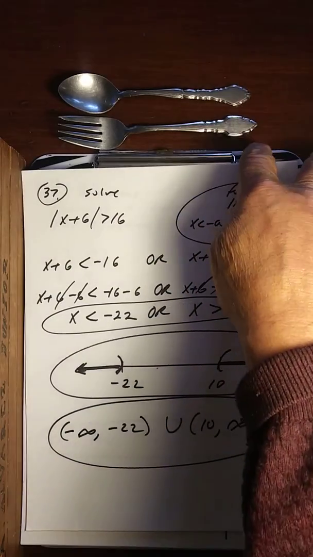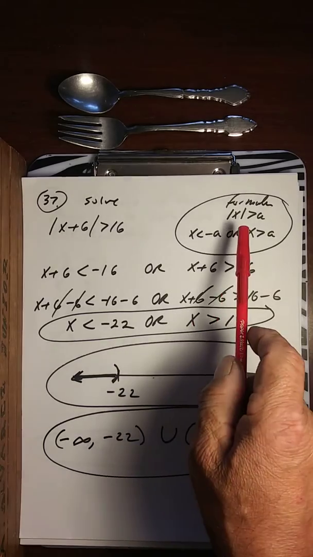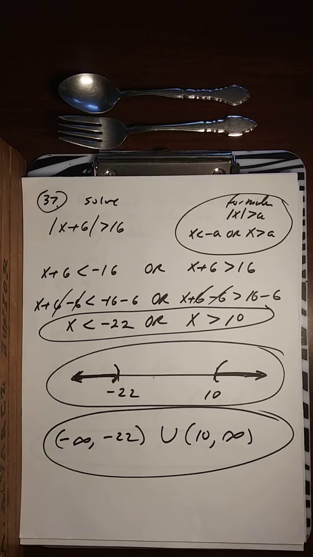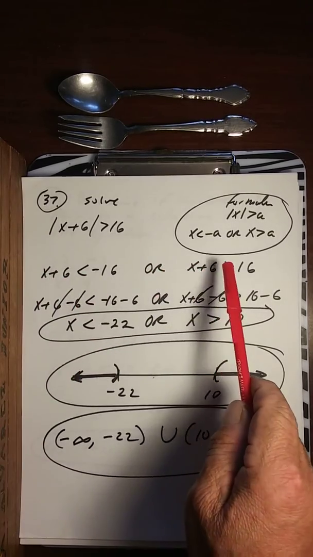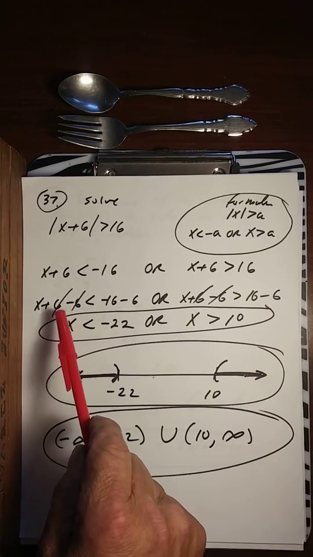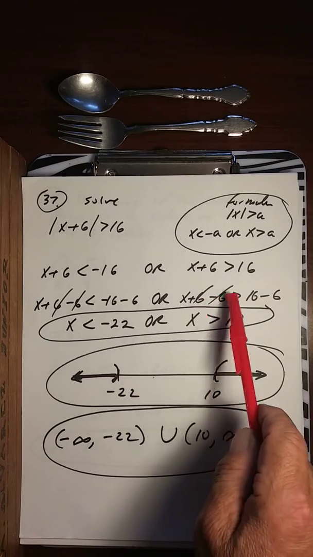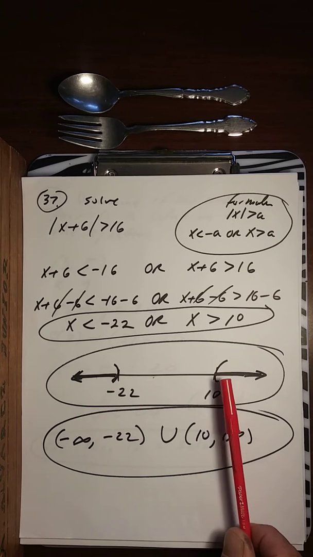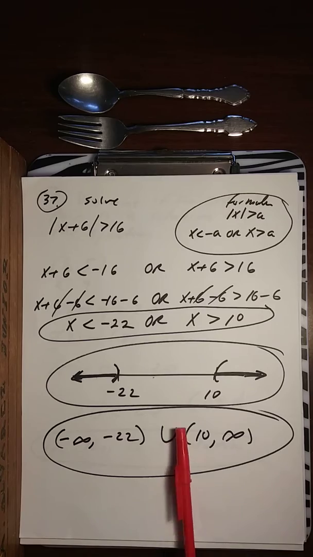Another absolute value. The formula: absolute value of x greater than a means x is less than negative a or x is greater than a. So that means x plus 6 less than negative 16 or x plus 6 greater than 16. Now minus 6, these are gone, so x is less than negative 22, or minus 6, so x is greater than 10. So it's from negative infinity to negative 22, union, because it's separate, from 10 to infinity.